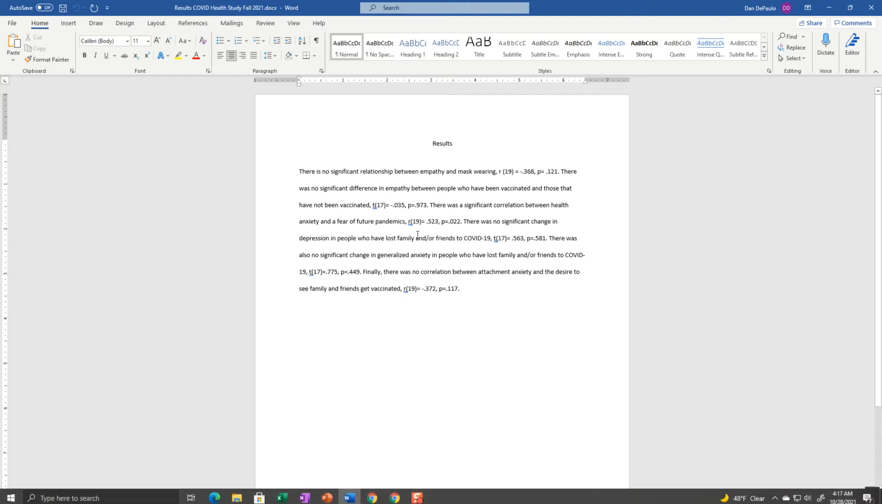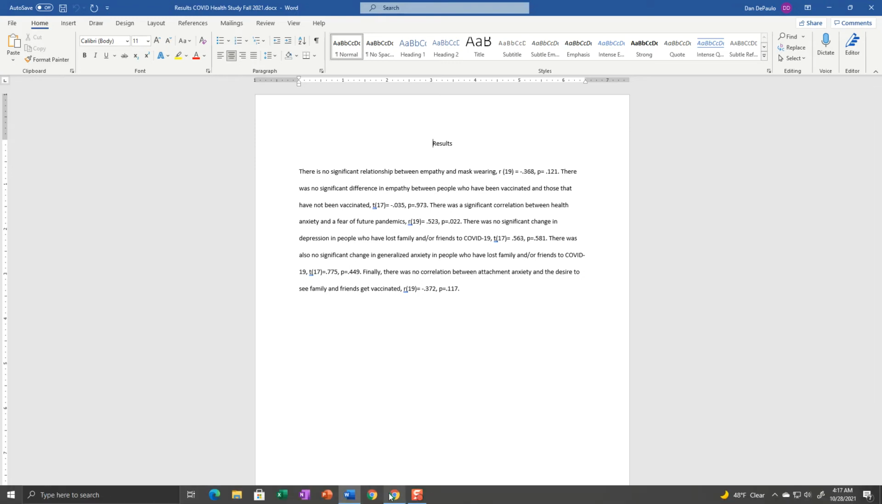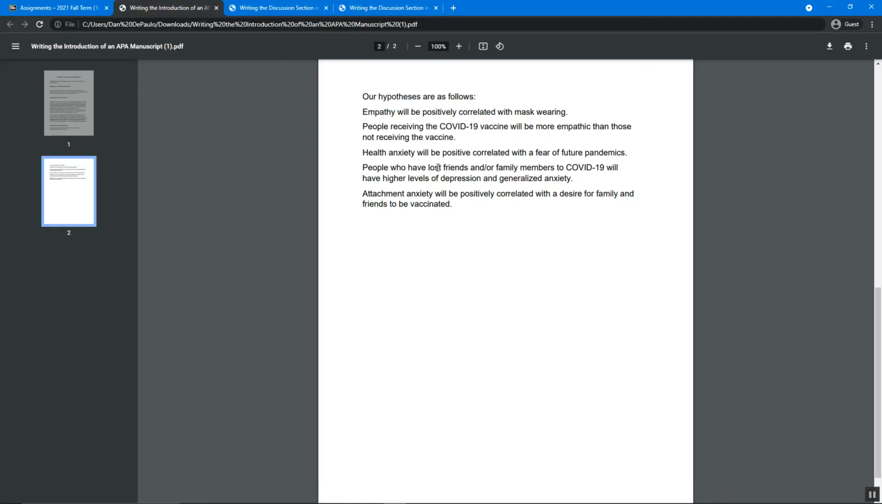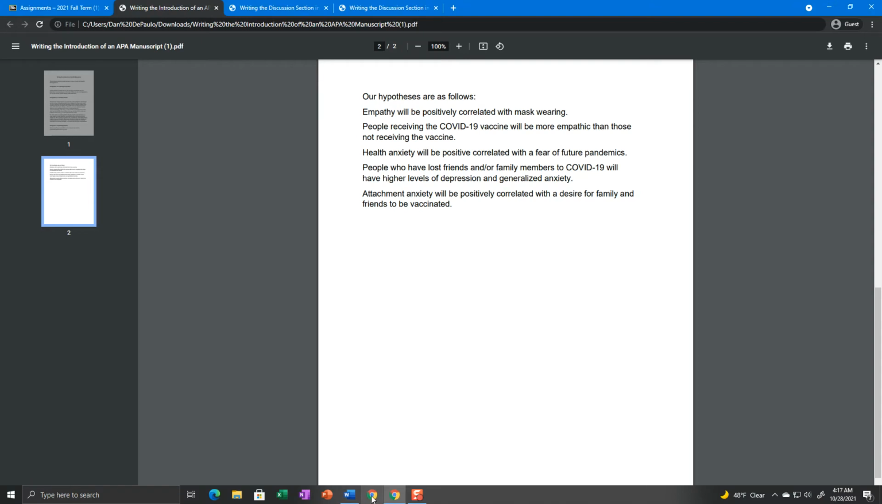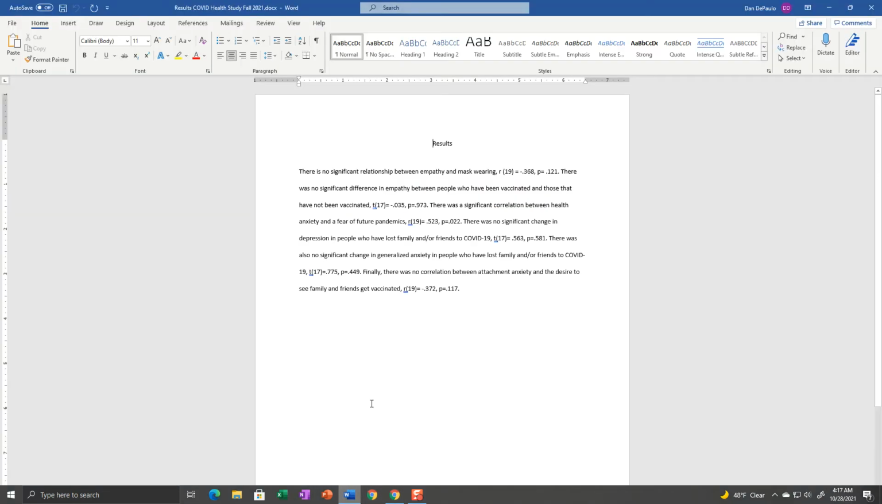So that's a good thing. We supported that hypothesis. Let's go back to look at the other hypotheses. People that have lost friends and family members to COVID-19 will have higher levels of depression and generalized anxiety. So what do we find there?